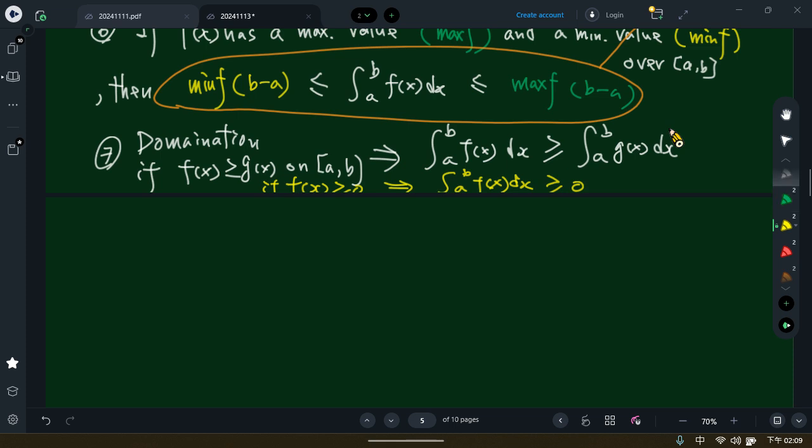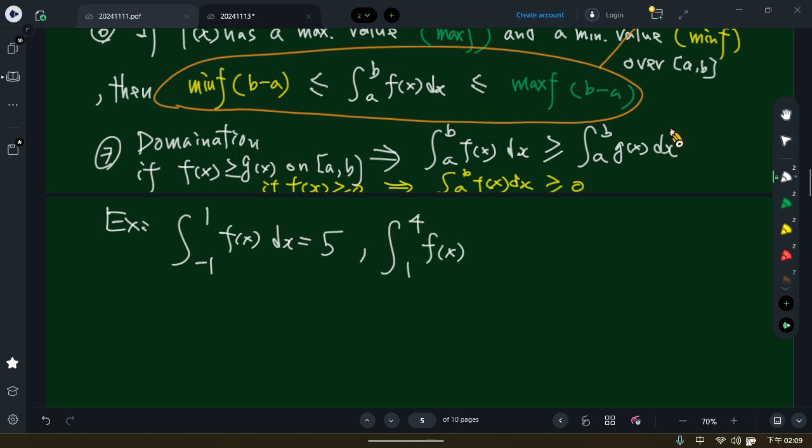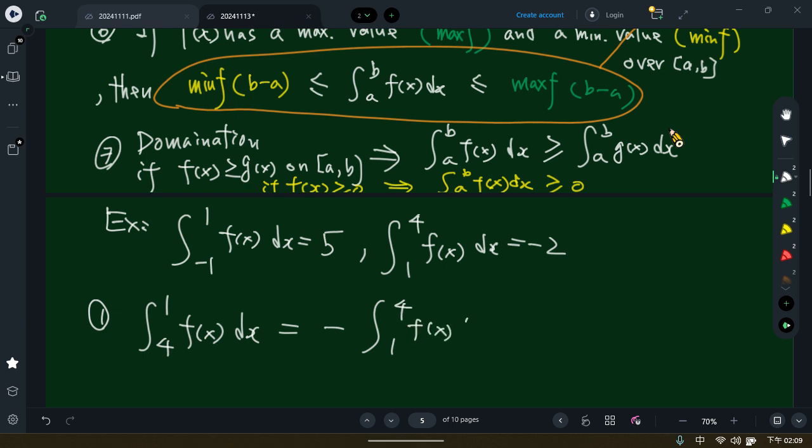So let me just give you an example. The integral from -1 to 1 of f of x dx is 5, and from 1 to 4, the integral of f of x dx is -2. So first, from 4 to 1 is simple, right? It is just simply the reverse of 1 to 4. The result will be -2, so the result is +2.